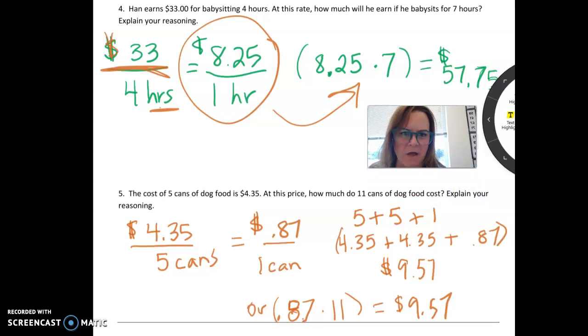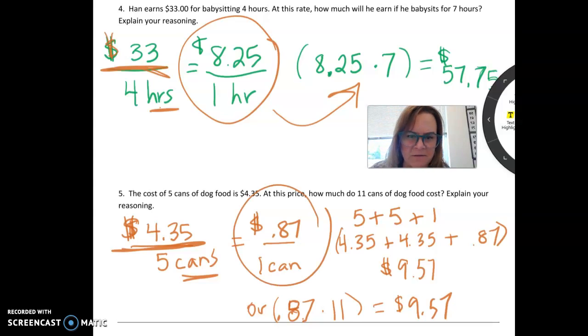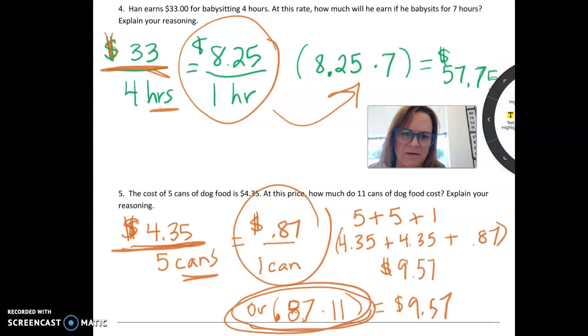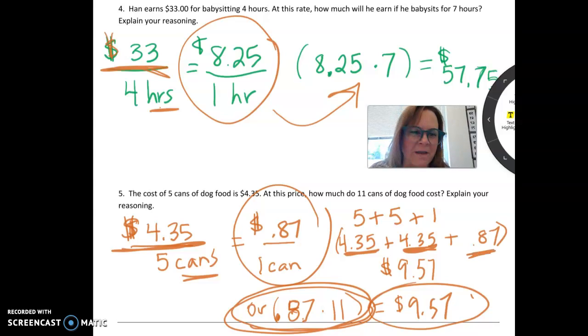And the last one is the dog food problem. 5 cans of dog food cost $4.35. So if I divide dollars per can, I get that each can is 87 cents. And so 11 cans, well, there's 2 ways you could do it. You could just take 87 cents times 11. That's what I did right here. And I got $9.57. Or you could do $4.35, because that's 5 cans, plus $4.35 for 5 more cans. Now we're at 10 cans. Plus 87 cents for that 1 more can to get $9.57.